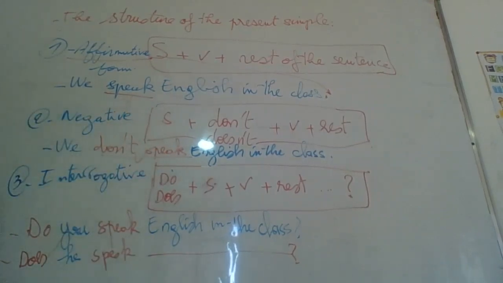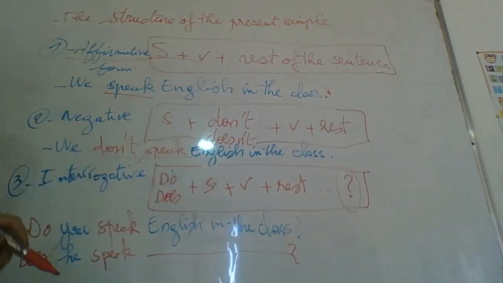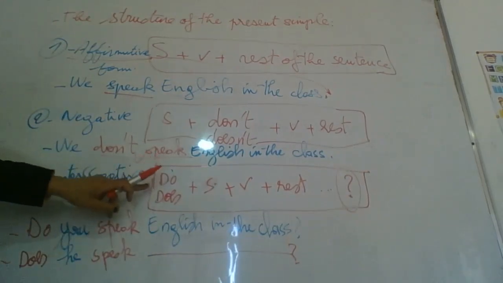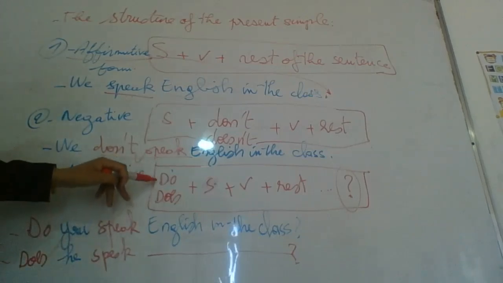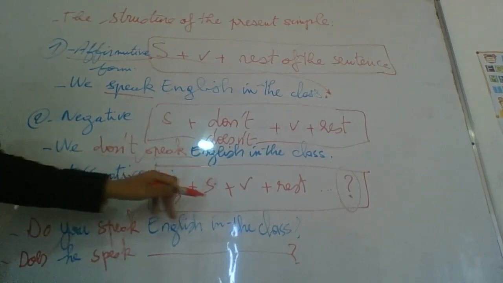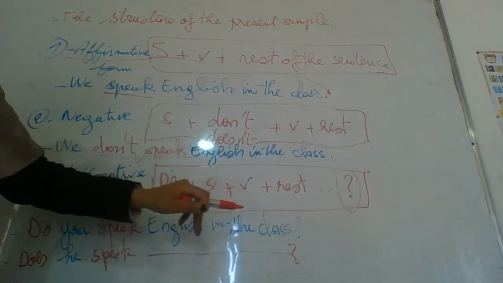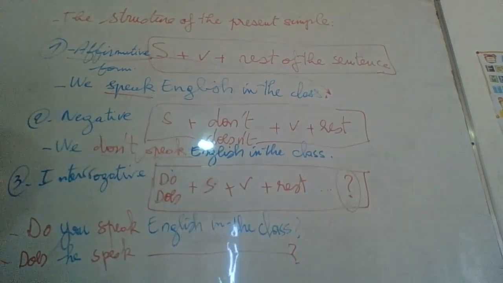Okay, now let's move on to the interrogative form. What does it mean, the interrogative form? It means it finishes with the question mark. Here, we are going to start with do or does, which means the auxiliary, double auxiliary to do or does, then the subject, then the verb, then the rest of the sentence, then of course the question mark.